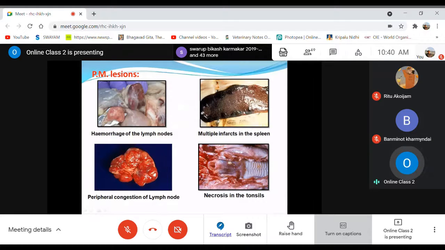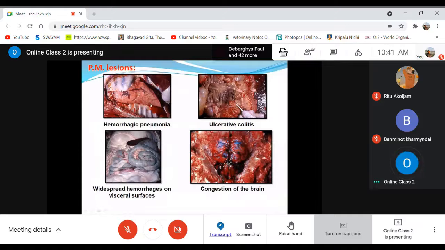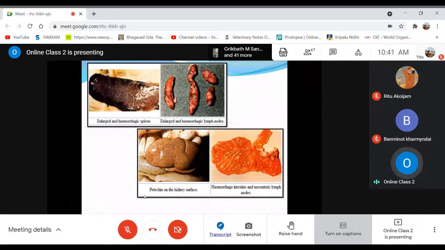So multiple infarcts of the spleen are another very important characteristic feature of the acute form of classical swine fever. Then the one we have already discussed, a very important one, is the multiple necrotic foci on the tonsil. So this is another important post-mortem finding. Then the lungs are highly congested, with hemorrhagic pneumonia. The colon also shows severe ulcerative and hemorrhagic lesions. The brain shows severe congestion, and there are widespread hemorrhages on the visceral surfaces of the abdominal organs. Then another picture, the same thing.